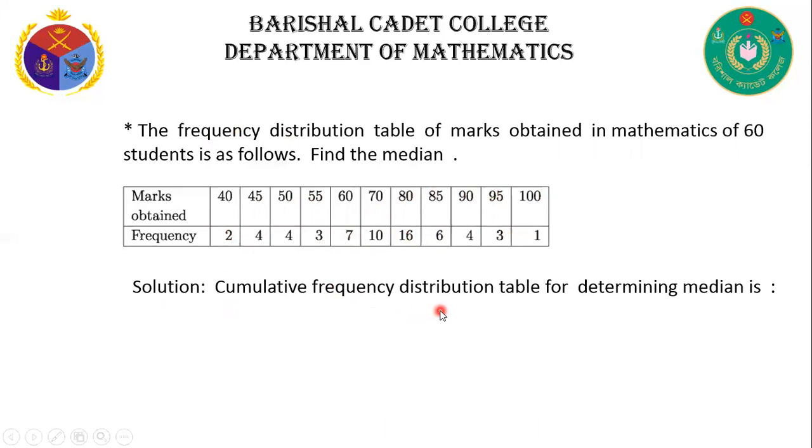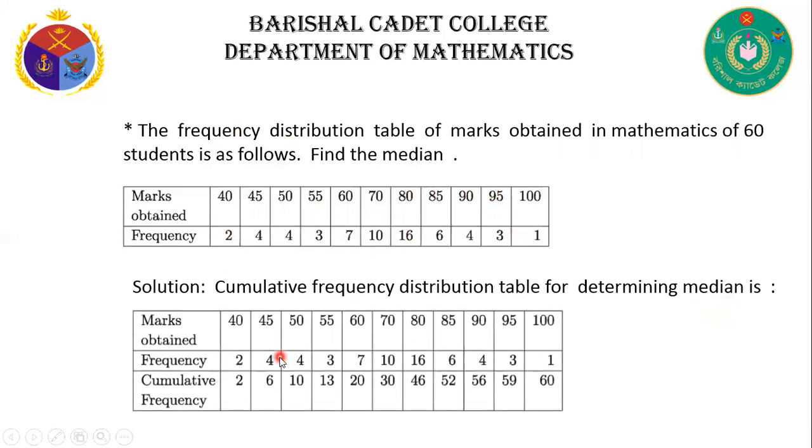Solution. The cumulative frequency distribution table for determining the median is given here. Marks data are given and frequency is also given. In the same way, cumulative frequency means the sum of these frequencies. Here the first term is 2, the first term remains the same, then add the next term, 2 plus 4 is 6, this is the cumulative frequency, and 6 plus 4 is 10, 10 plus 3 is 13, 13 plus 7 is 20, 30 plus 16 is 46, 52 plus 4 is 56, 59 plus 1 is 60. Here n means 60. Here 60 is an even number.